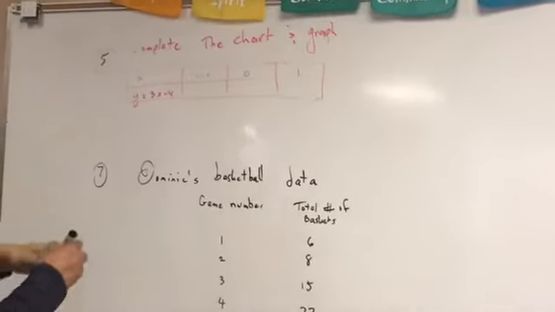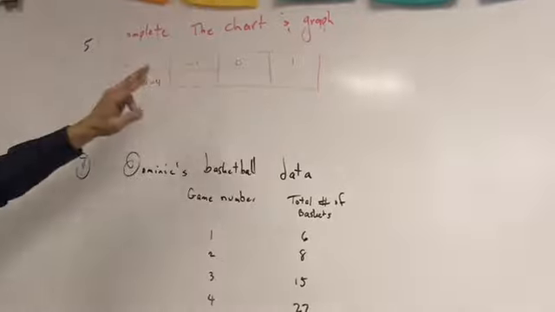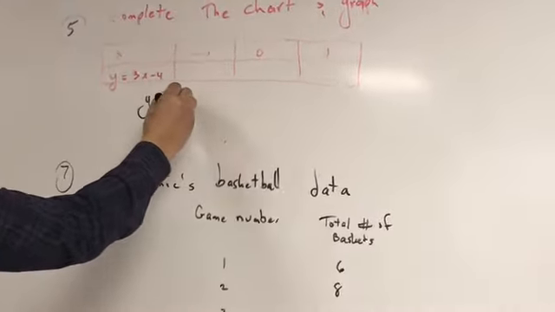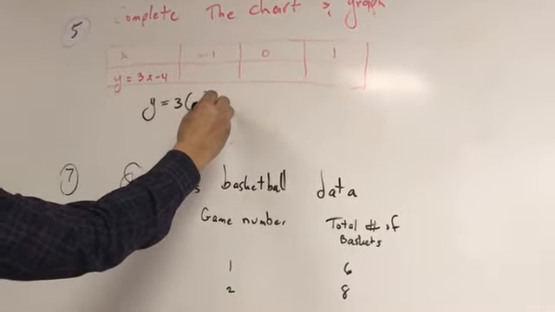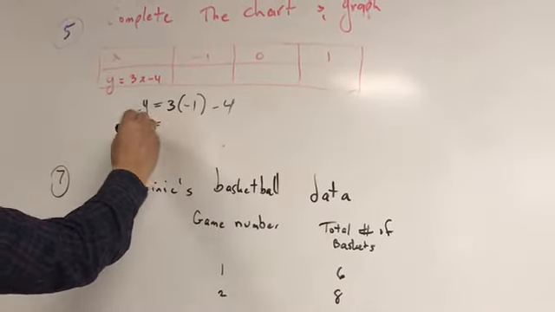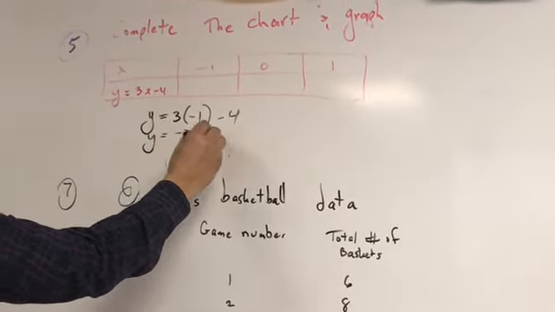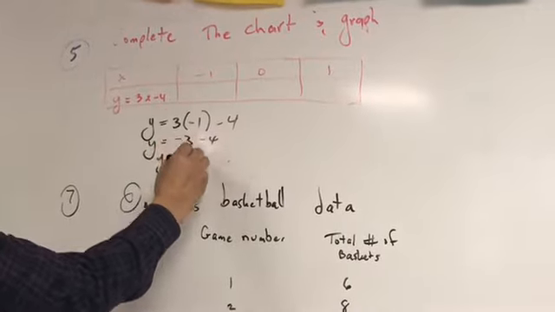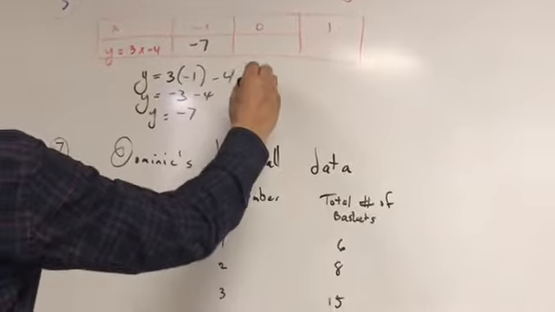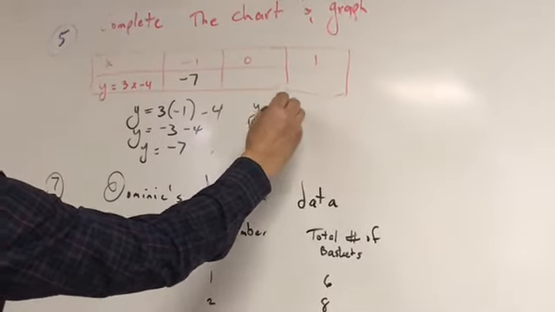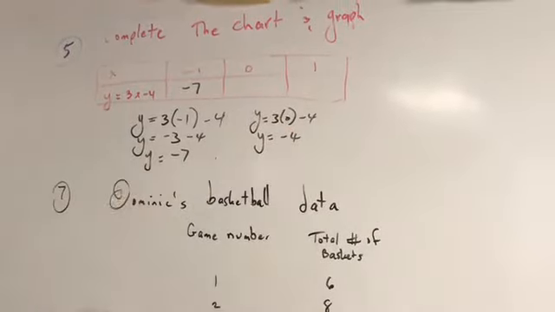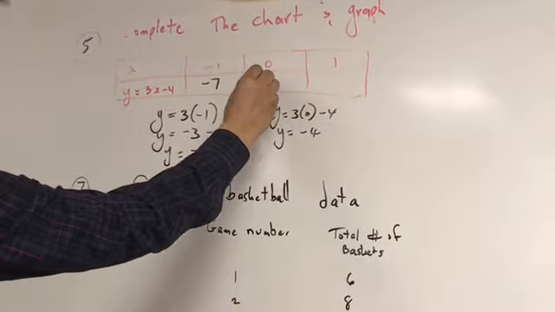So what do we do? We substitute that -1 into this equation, which happens to be an equation of a line. So this goes into there, and we get our y value. So this is -1. This equals y equals -3 minus 4, y equals -7, and that's what we put there. It's as simple as that. We do the same thing with 0. Y equals 3 times 0 minus 4. That's y equals -4, because 0 times 3 is 0. And that becomes what we put there.